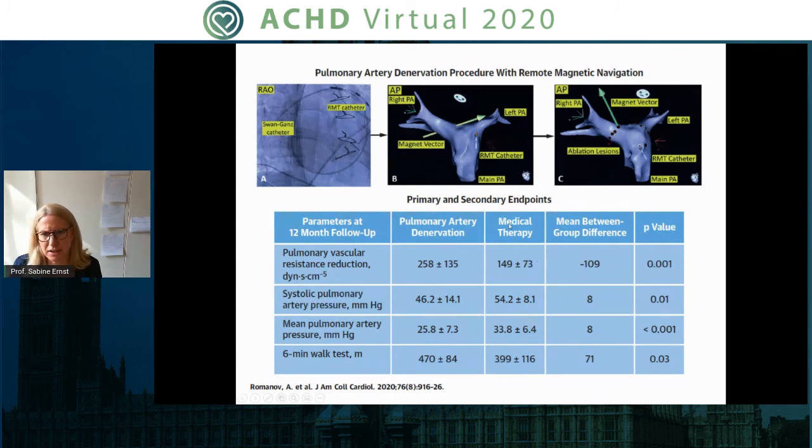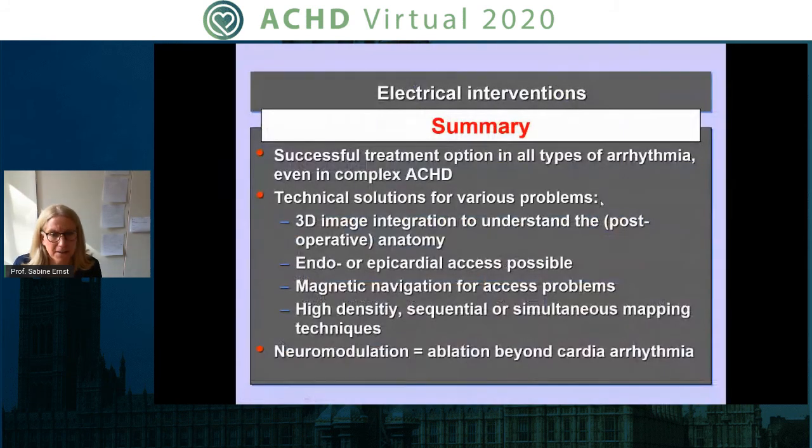And you can see here that in the denervated group, what they aim to do is to modulate the autonomic nervous plexus here around the pulmonary veins. You can see here the ablation size in the right, left, and main pulmonary artery. And that modulated the autonomic nervous system to achieve this reduction in pressure. So I find this very exciting.